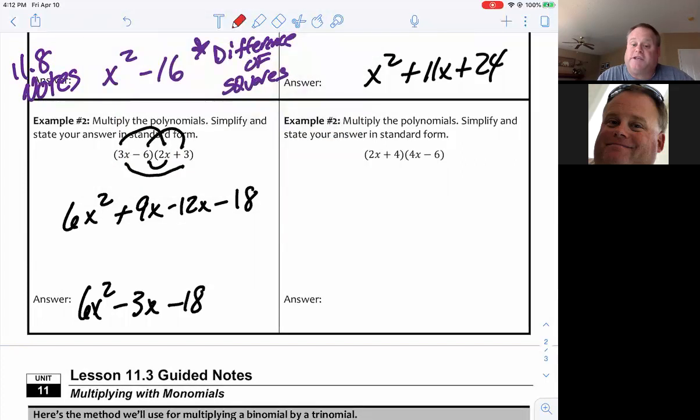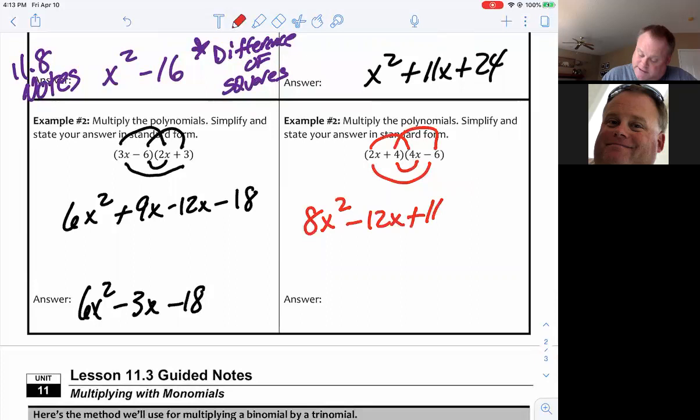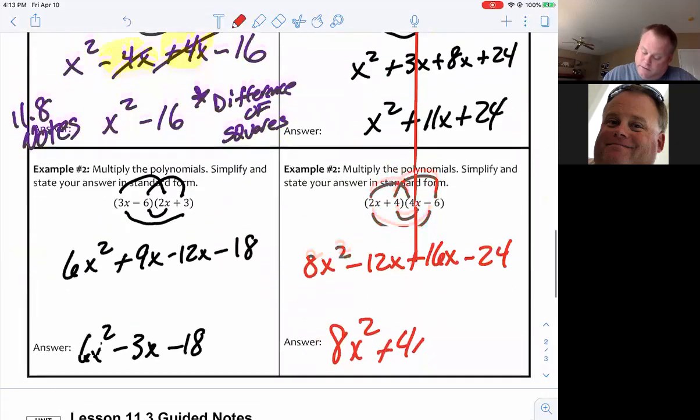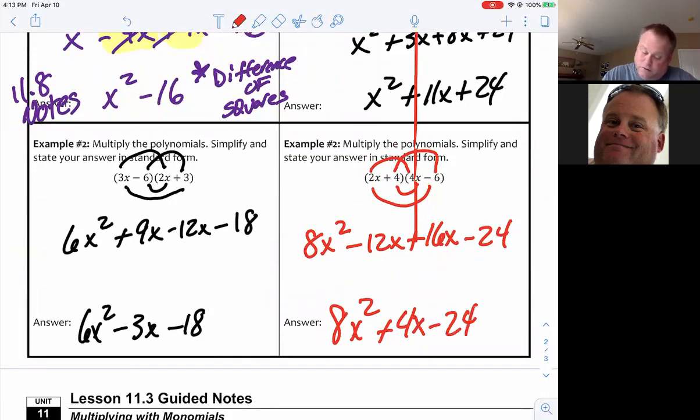And last but not least, (2x + 4)(4x - 6). First, outside, inside, last. 2x times 4x is 8x squared. 2x times negative 6 is negative 12x. 4 times 4x is 16x. 4 times negative 6 is negative 24. Writing in standard form, combine like terms: negative 12x plus 16x is 4x, minus 24. All right, turn the page.